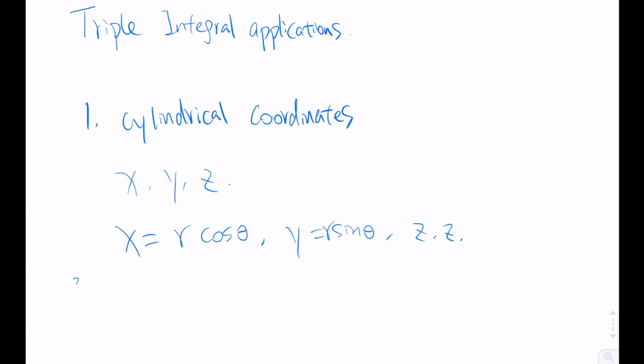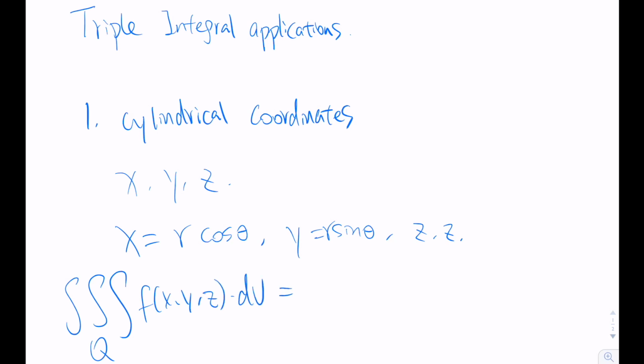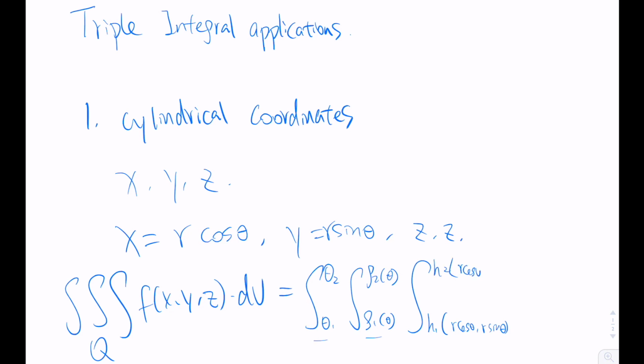So the standardized form is this one, you can say the triple integration of f(x, y, z) dV, derivative volume. The theta 1 to theta 2 first, and then g1 of theta to g2 of theta. So this is the angle on the ground and the elevation, and then h1 of r cosine theta, r sine theta, and this is the integration to the function. This is a standard form, not finished yet, because you still got to integrate the function.